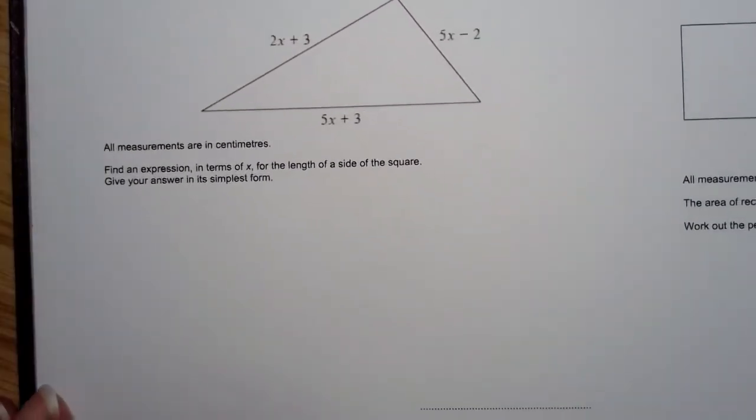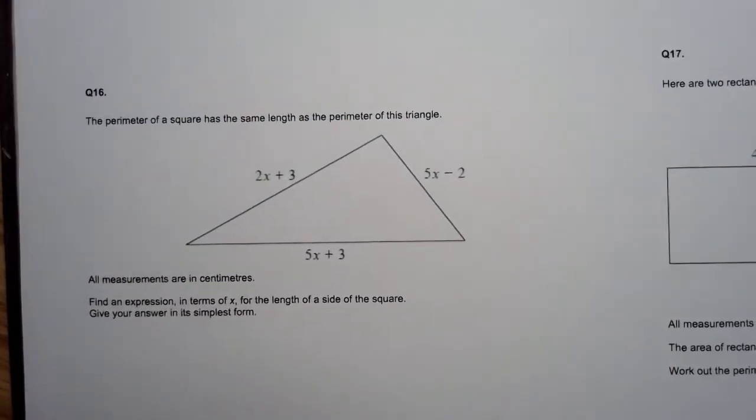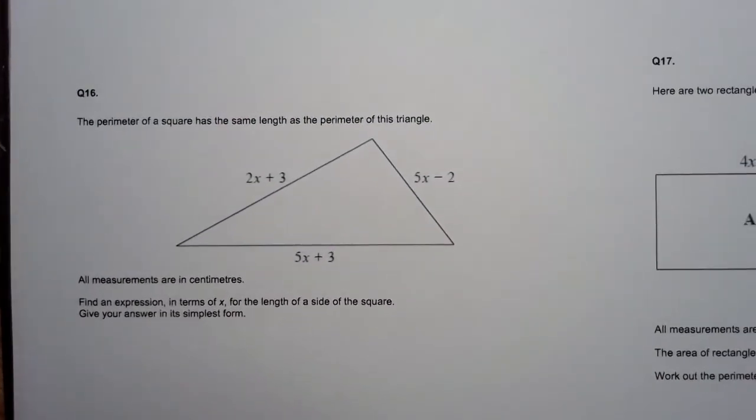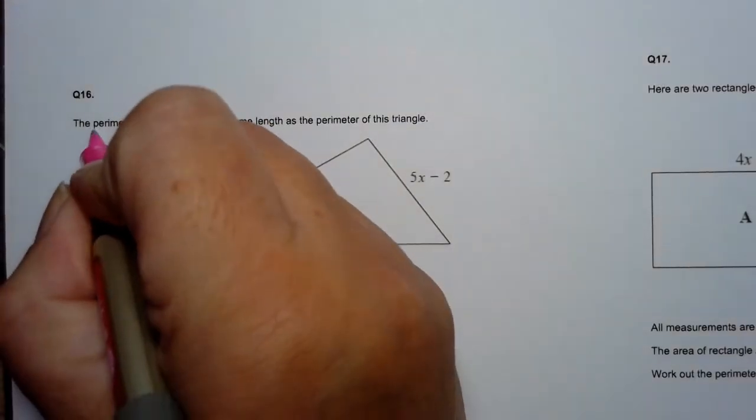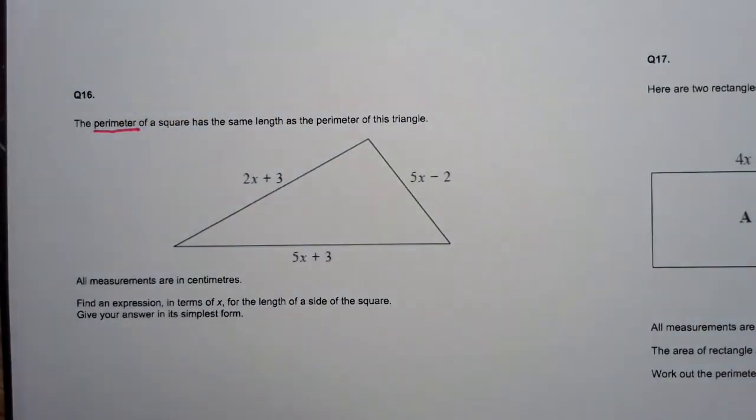Okay, last two questions then. So question 16. There's some important words in this one because actually they're talking about a square at the start of the question, but you haven't been given a square. So things that are important, we've got the word perimeter, not area, perimeter. That is all the lengths added up together.